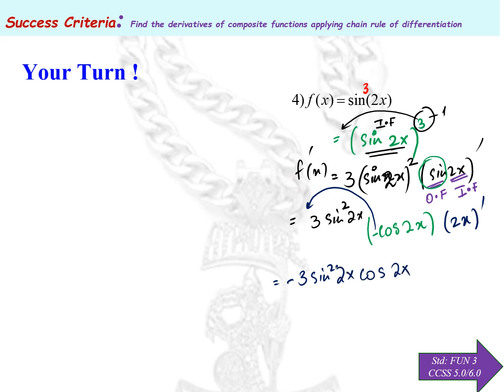And the derivative of 2x is 2. Now multiply 3 times 2. It will give us 6 sine square 2x and cosine 2x.